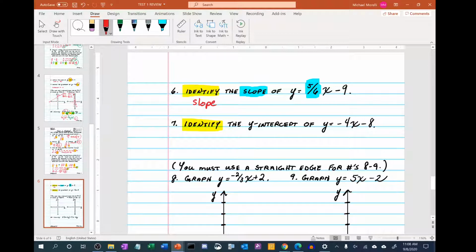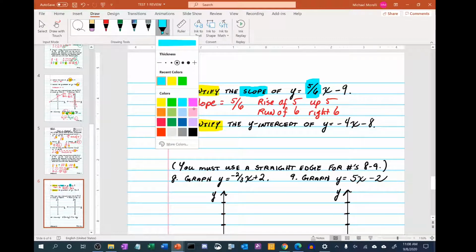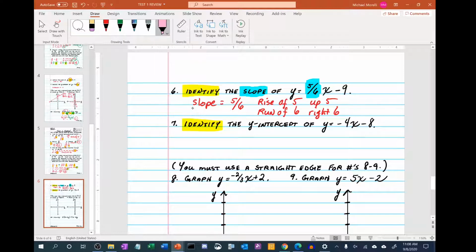Slope equals 5/6. I'll just add in here that means we have a rise of 5 and a run of 6. Up 5, right 6. Number 7, identify the y-intercept of y equals negative 4x minus 8. The answer is negative 8, not 8, negative 8.